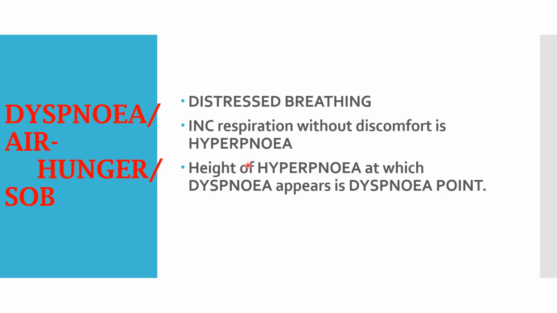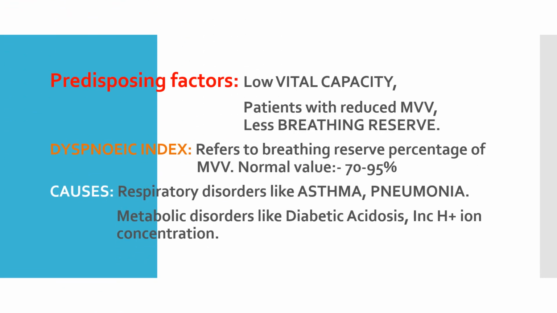So the desire for air, or mental anguish associated with inability to ventilate enough to satisfy the air demand, is the essence of dyspnea. The height of hyperpnea at which dyspnea appears is called the dyspnea point. The predisposing factors for dyspnea are low vital capacity, patients with reduced maximum ventilatory volume, and also patients with less breathing reserve. So what is the breathing reserve? It is the difference between maximum voluntary ventilation and respiratory minute volume.